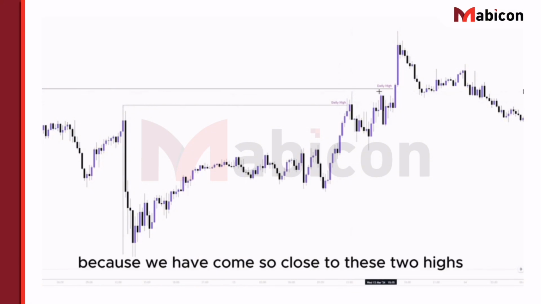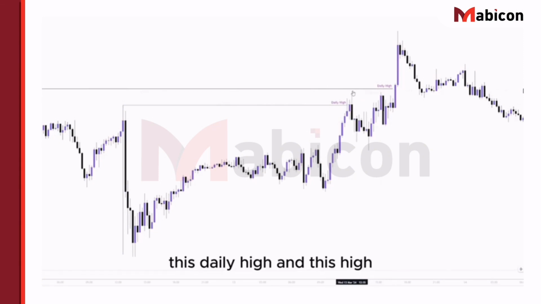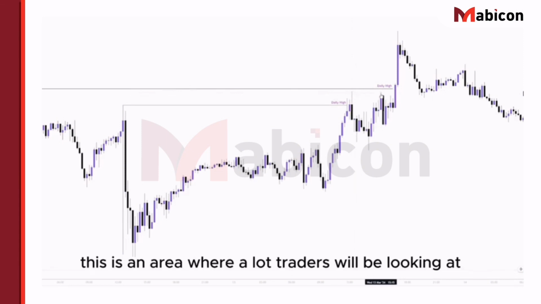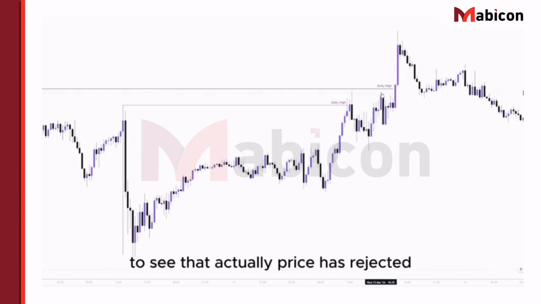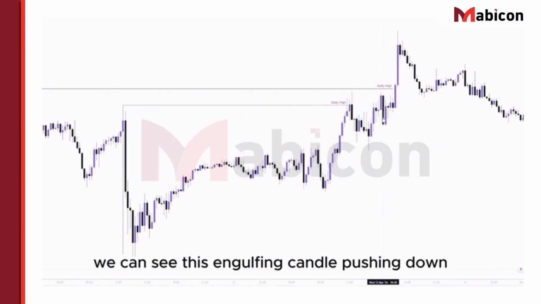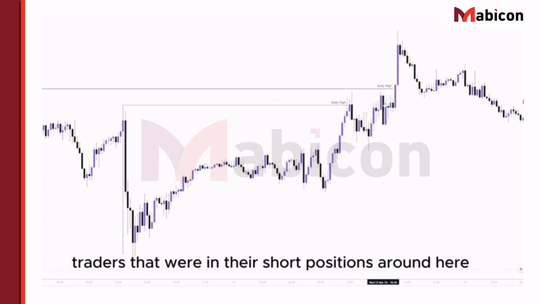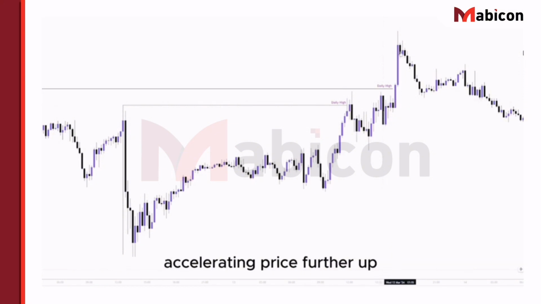Because we have come so close to these two highs, this daily high and this high, we can now see there is a strong reason for a liquidity grab. This is an area where a lot of traders will be looking to see that price is rejecting this area. We can see this engulfing candle pushing down, encouraging those FOMO traders, those early sellers into the markets, before pushing further to the upside, grabbing this liquidity and grabbing the liquidity of the traders that were in their short positions around here, accelerating price further up.